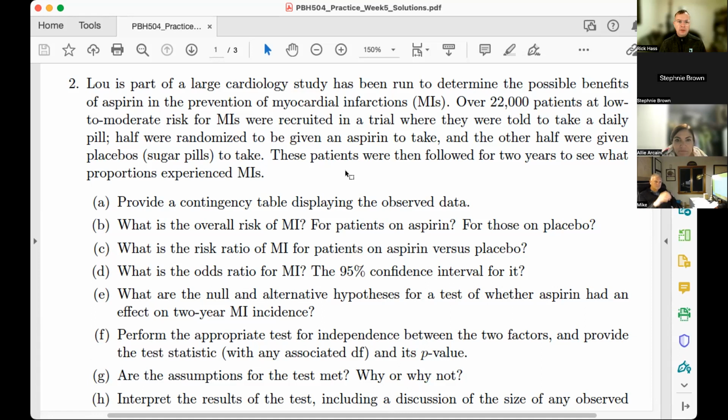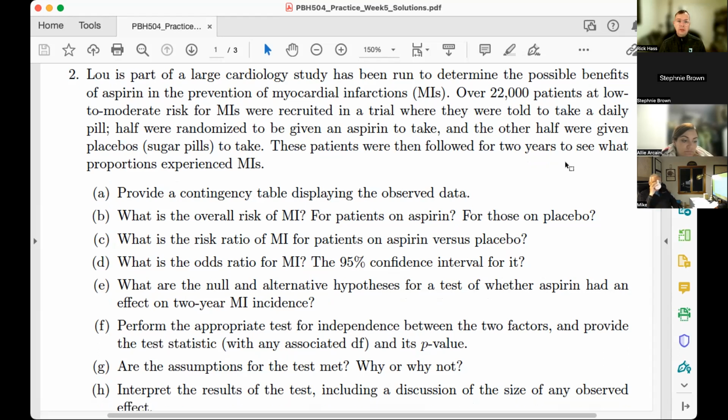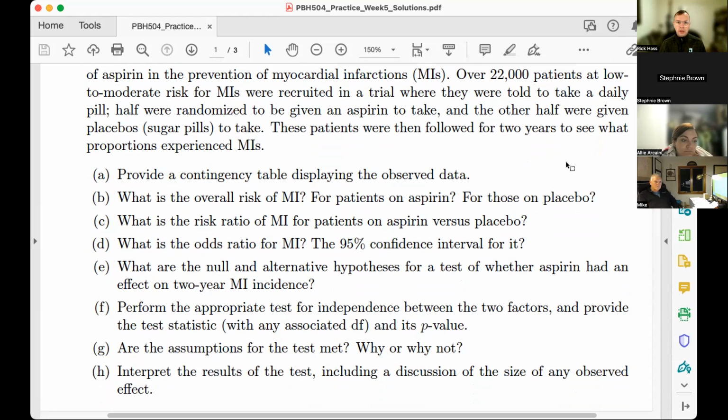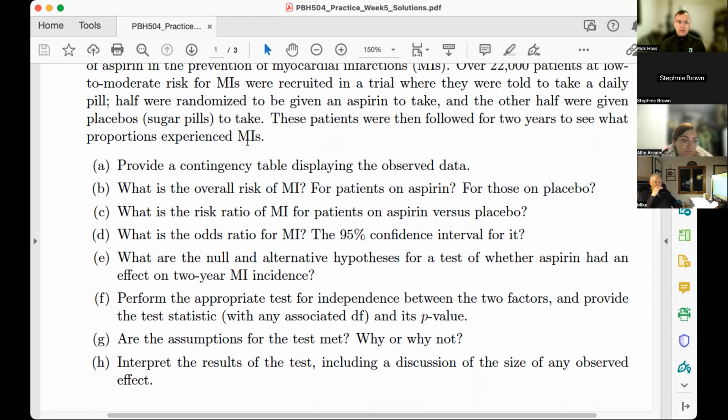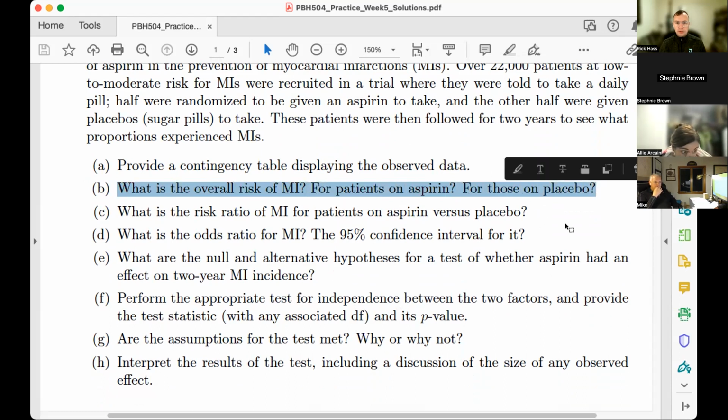22,000 patients at low to moderate risk for MIs were recruited in a trial where they were told to take a daily pill, which happened to be aspirin, and half were randomized to aspirin, the other half given placebo. Patients were then followed for 2 years. So this is a prospective cohort study, really a randomized controlled trial. Again, it's asking you for basically the same stuff. You can compute risk. We're not going to do that.